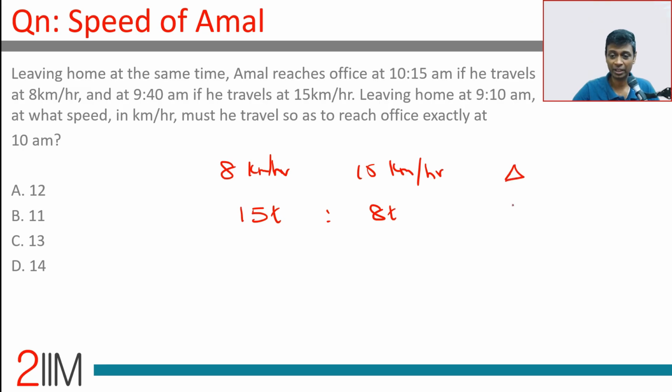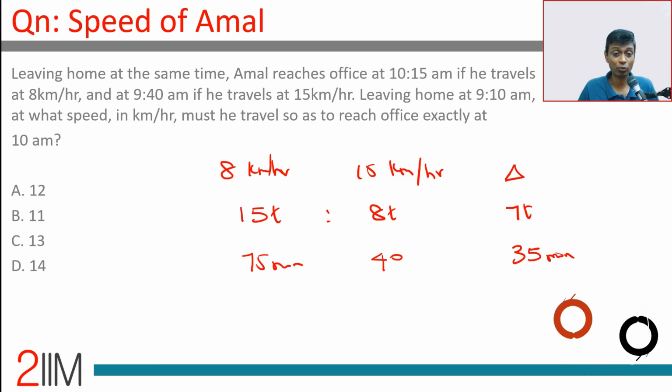That means the difference in time taken is 7t. He reaches office at 10:15 if he travels at 8 kilometers per hour. Reaches at 9:40 if he travels at 15 kilometers per hour. The difference between these two times is 35 minutes. 7t is 35. t is 5. This is 40 minutes. This is 75 minutes. We're done. So he will reach in 40 minutes if he travels at 15 kilometers per hour. In 75 minutes if he travels at 8 kilometers per hour. The difference between those two is 35 minutes. Or he takes 40 minutes if he reaches at 9:40 a.m. He starts at 9 a.m.